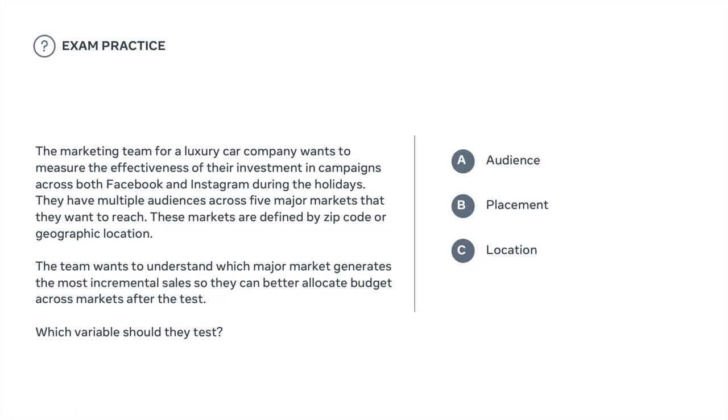For the second one, the marketing team for a luxury car company wants to measure the effectiveness of their investment in campaigns across both Facebook and Instagram during the holidays. They have multiple audiences across 5 major markets that they want to reach. These markets are defined by zip code or geographic location. The team wants to understand which major market generates the most incremental sales so they can better allocate budget across markets after the test. Which variable should they test?